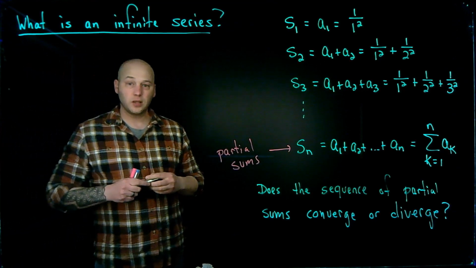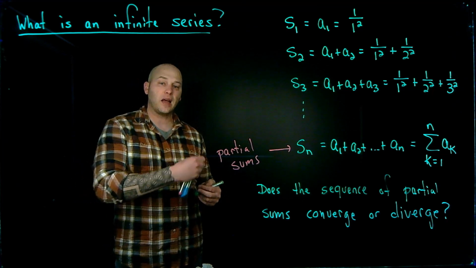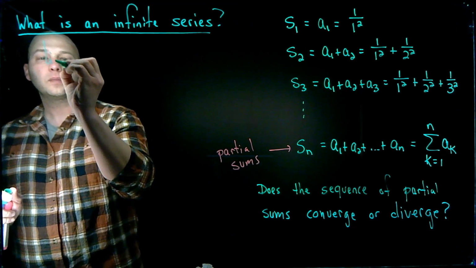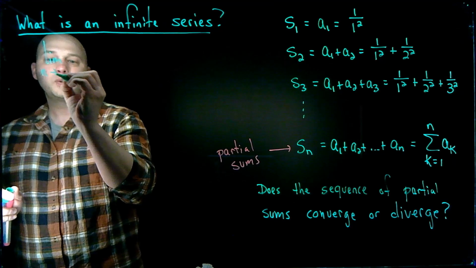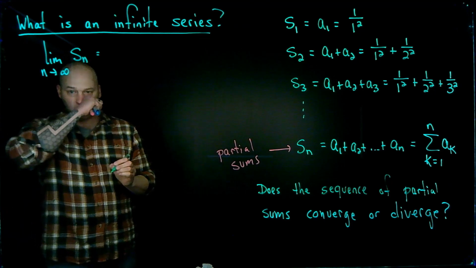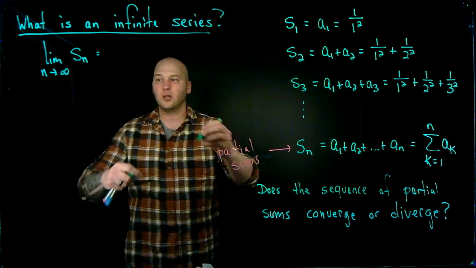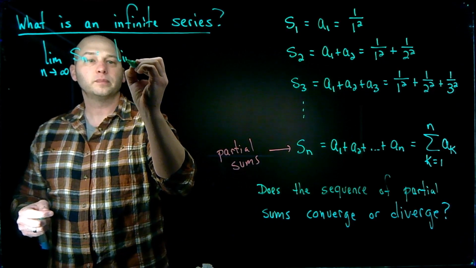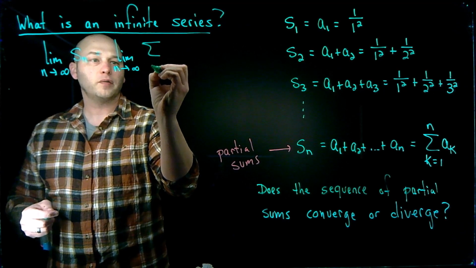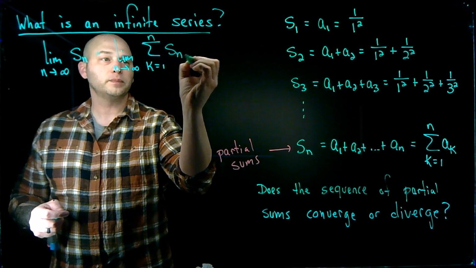Well, how do we determine if a sequence converges or diverges? Well, one way to do that is to take the limit at infinity of that sequence. In other words, we're going to look at the limit as n approaches infinity of s sub n, right? We're looking at the limit of the sequence of partial sums. Well, the expression for Sn is given by that summation, so this would be the limit as n approaches infinity of the summation from k equals 1 to n of A sub k.